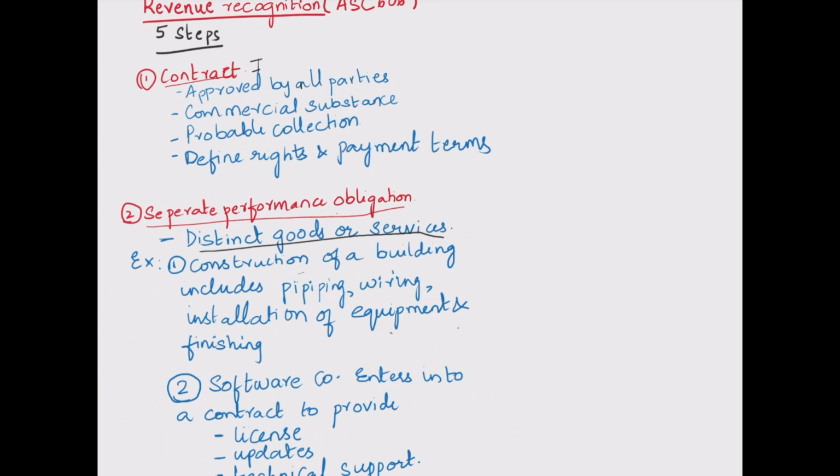First step is identifying your contract. And how will you identify the contract? The contract has to be approved by all the parties. It has to have commercial substance. What is meant by commercial substance? Commercial substance means the transaction has a genuine economic impact on both the parties. It changes their future cash flows, it changes their risks. So that is called commercial substance. And the collection of the consideration is probable. Your contract is clearly able to define the rights and payment terms.